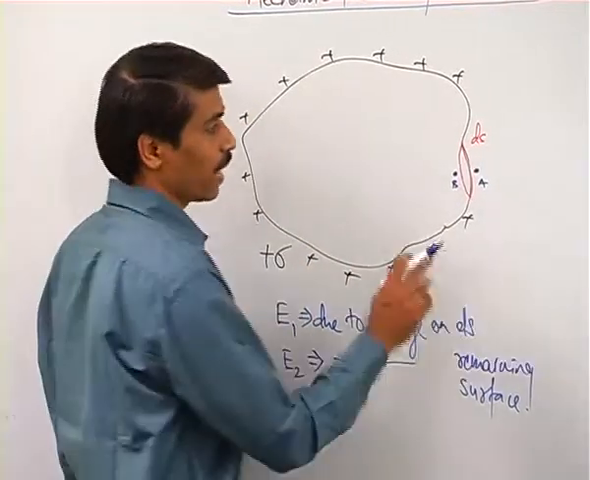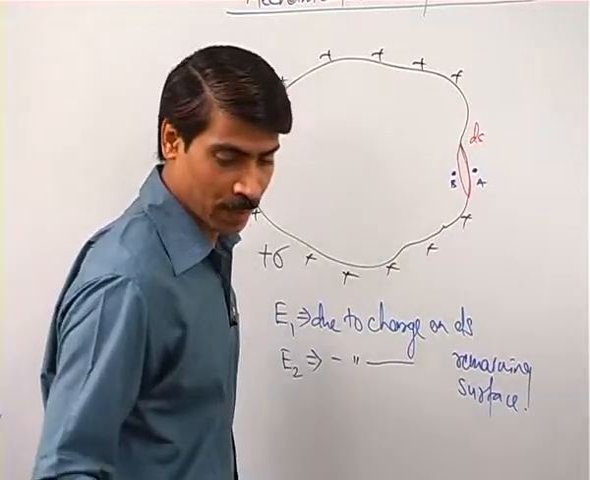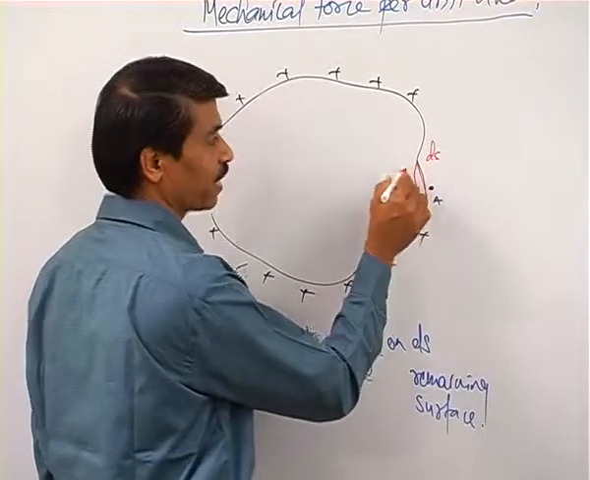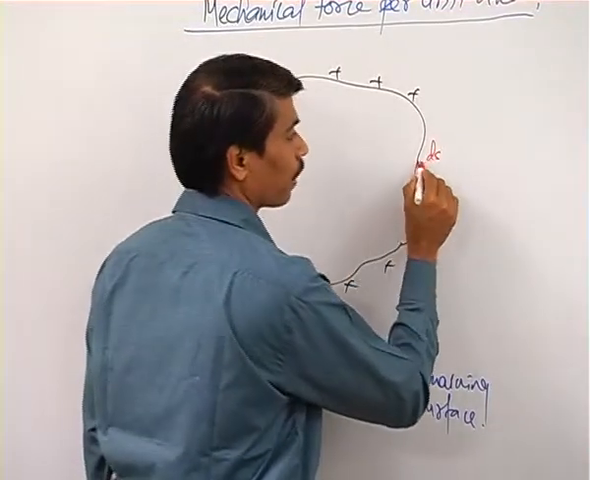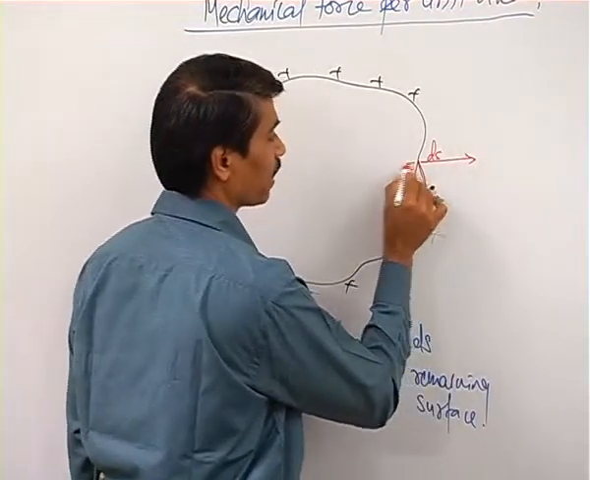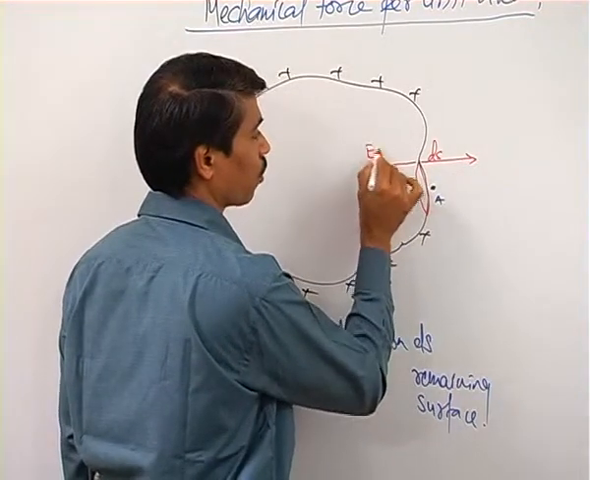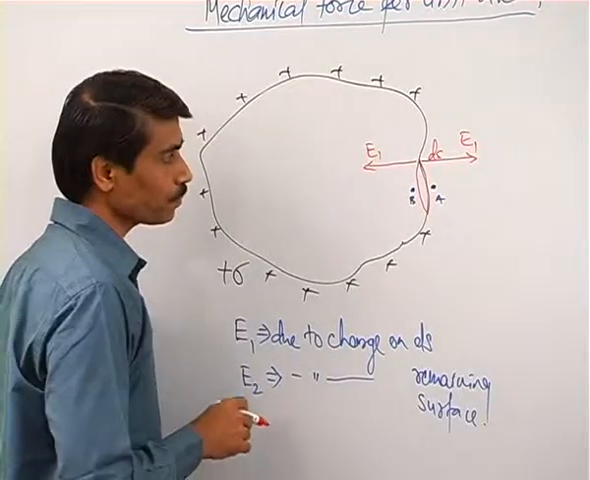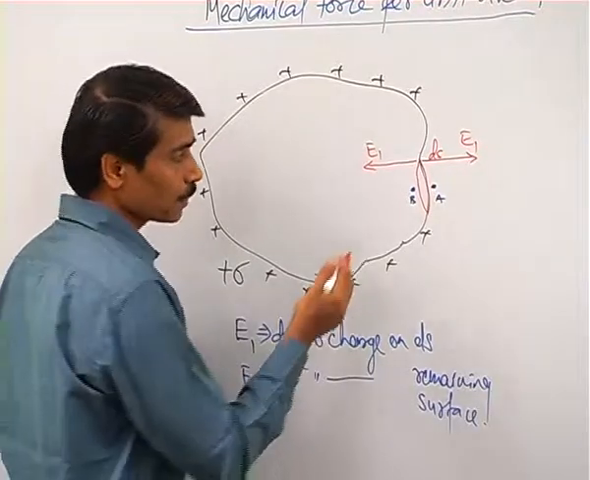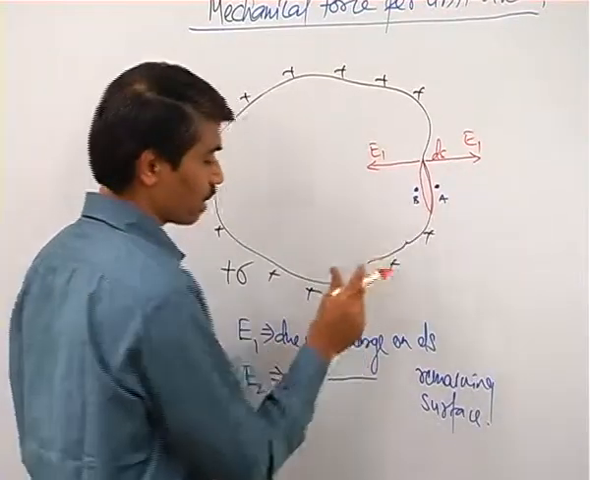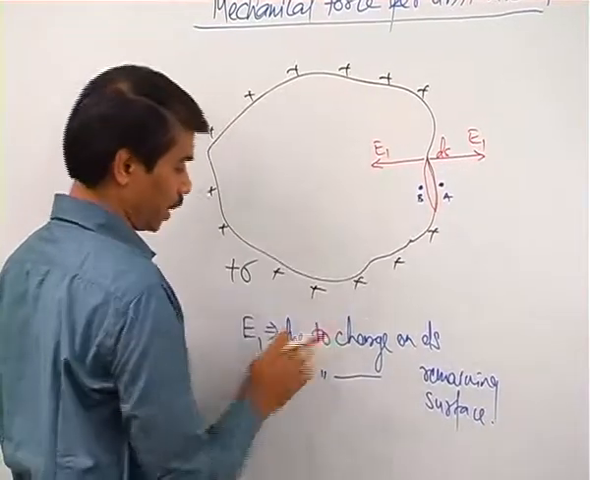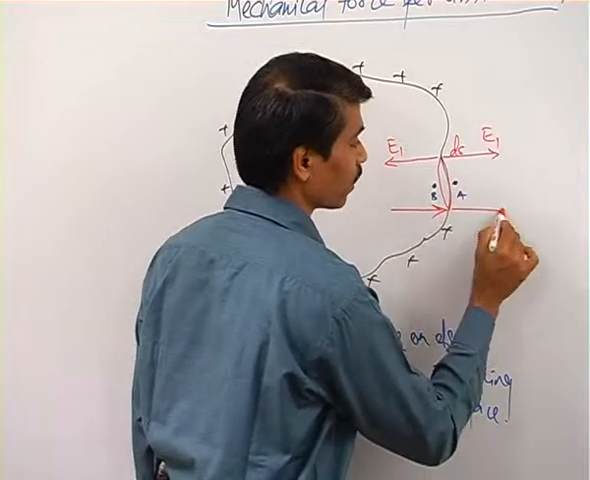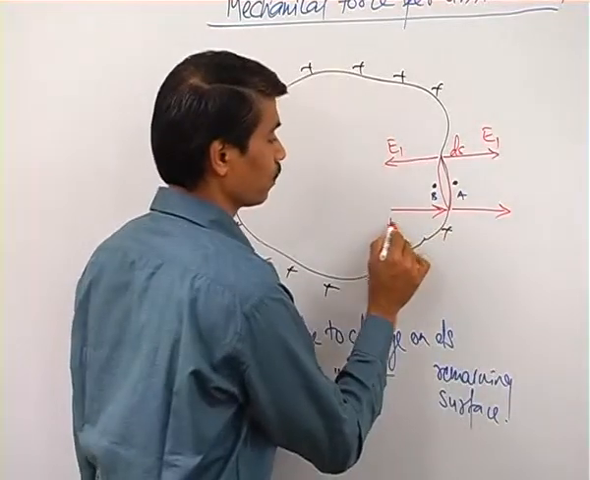Now I am showing the direction of E1 and E2. The direction of E1, the electric intensity due to the charge on ds, is outside as well as inside. So it is pointing outward as well as inward. Then the electric intensity due to the charge on the remaining surface, E2, is pointing only in the outward direction, in this way. This is E2.